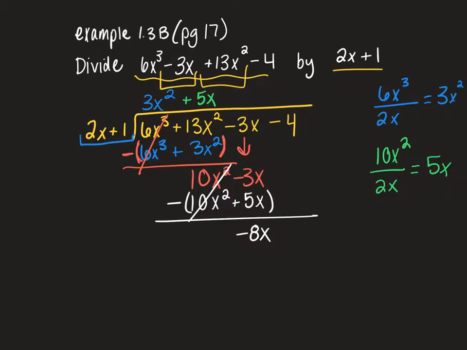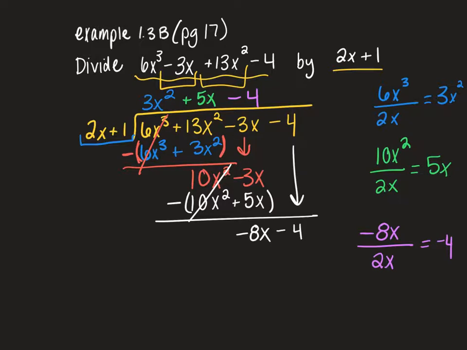Okay, and then now we're going to bring down our minus 4. And then finally, we're going to take our 2x and divide it into our negative 8x. So over here, let's do negative 8x divided by, let me get a different color so we don't get confused. Let's go with a purpley color. So negative 8x divided by 2x is negative 4. So we're going to put our negative 4 here.